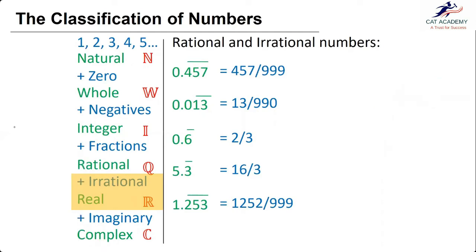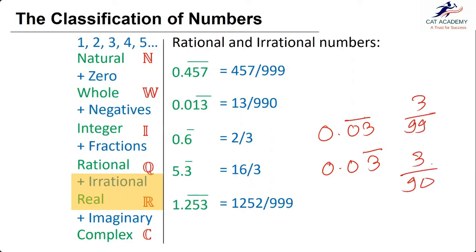No, why multiply by 10? 3 by 99, that's it. See, the repeating part starts immediately after the decimal, or the repeating part starts one step after the decimal. That's the difference. So this becomes 3 by 99 and this becomes 3 by 90. Does my repeating part start immediately after the decimal, or does it start one step after the decimal? There it makes a difference. Okay?